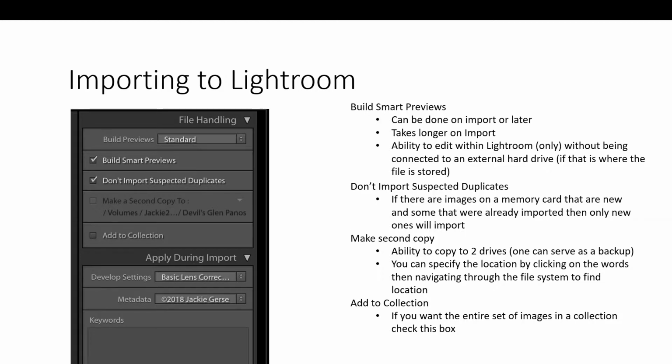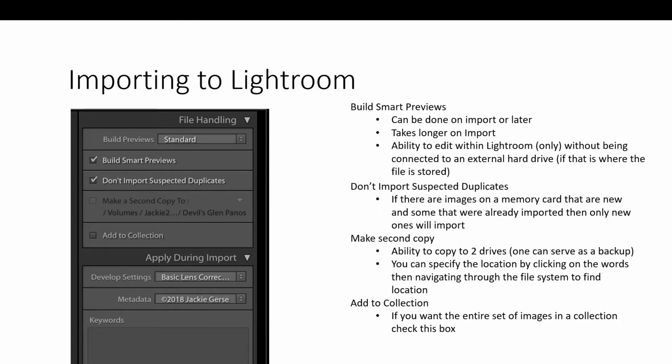The next one is kind of grayed out, a little bit hard to read, but you can make a second copy. So as you import to your primary location, you can also import to a backup drive. So that's why I said 2 drives are great. One is your primary, one is your backup. So you can plug 2 drives into your computer at the same time, and as it imports, it can load both and put them in both places at the same time.